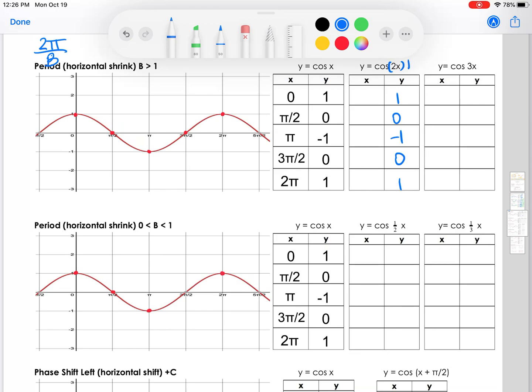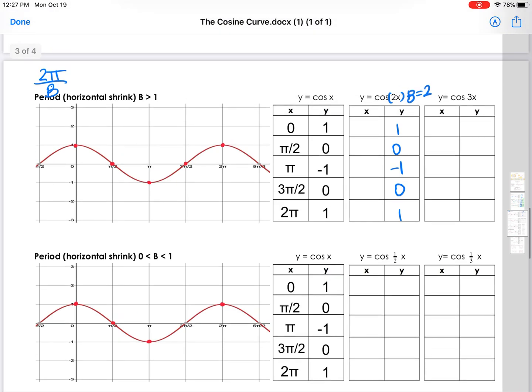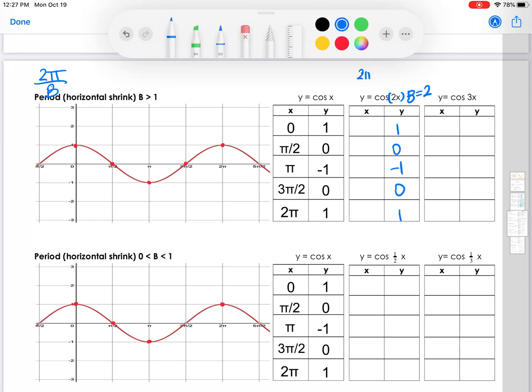So what's going to happen really is my period changes here. My period, remember, is 2 pi over b. In this case, b is equal to 2. So if b is equal to 2, let's plug that in. That's 2 pi over 2, so I get pi as my period.